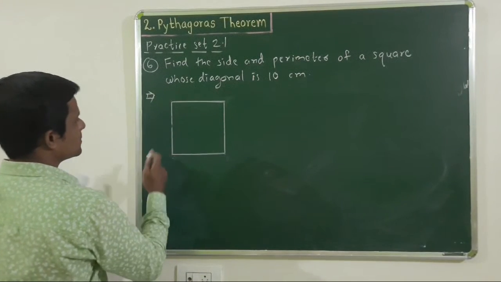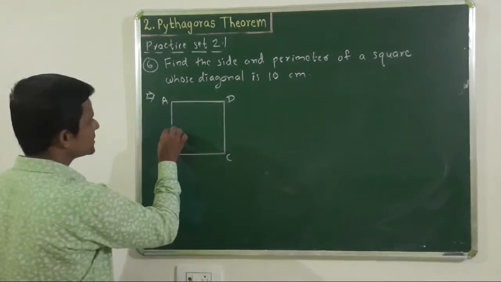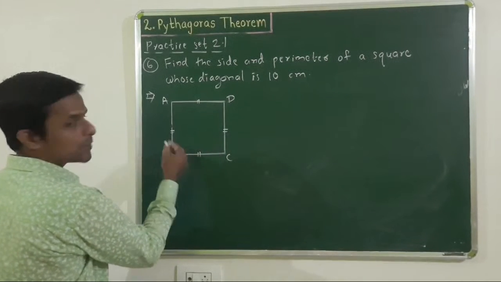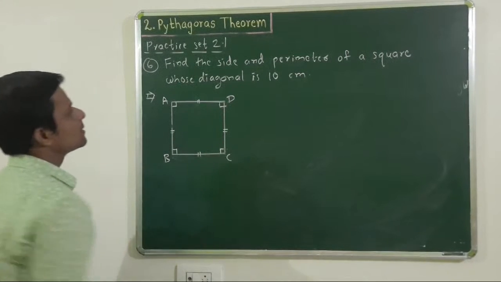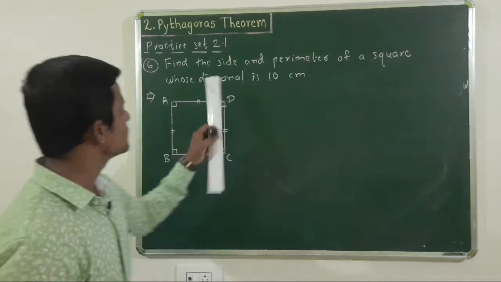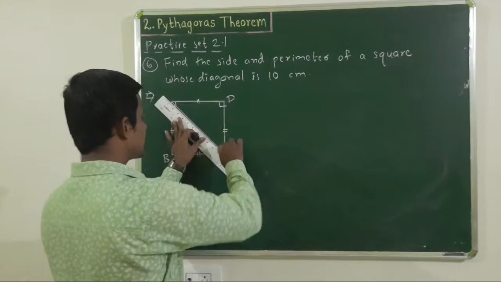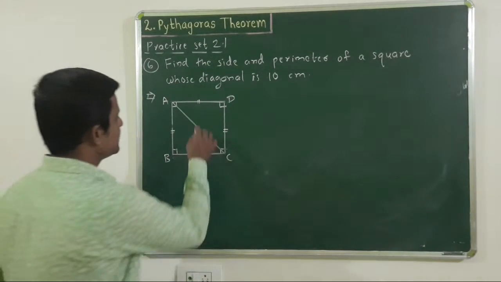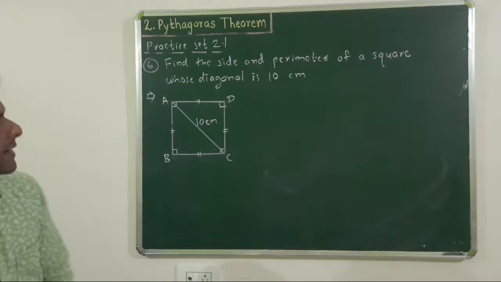Suppose quadrilateral ABCD is a square in which AB is congruent to BC is congruent to DC is congruent to AD, and all the four angles are right angles. This is a square. Now we want side and perimeter of a square whose diagonal is given. There are two diagonals and both will be congruent. We'll draw one diagonal simply. That is, diagonal is given as 10. Suppose AC is given as 10 centimeter, and we want side and perimeter.